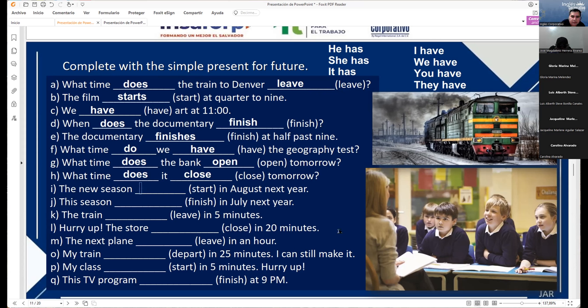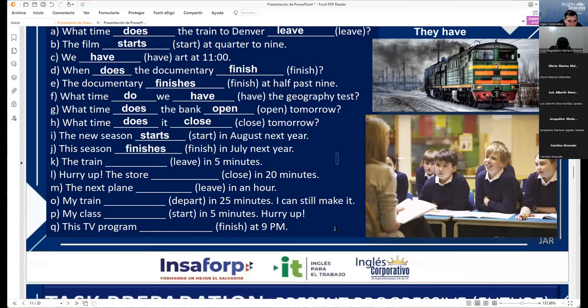The new season starts in August next year. This season finishes in July next year. The train leaves in 5 minutes. In 5 minutes. Hurry up.